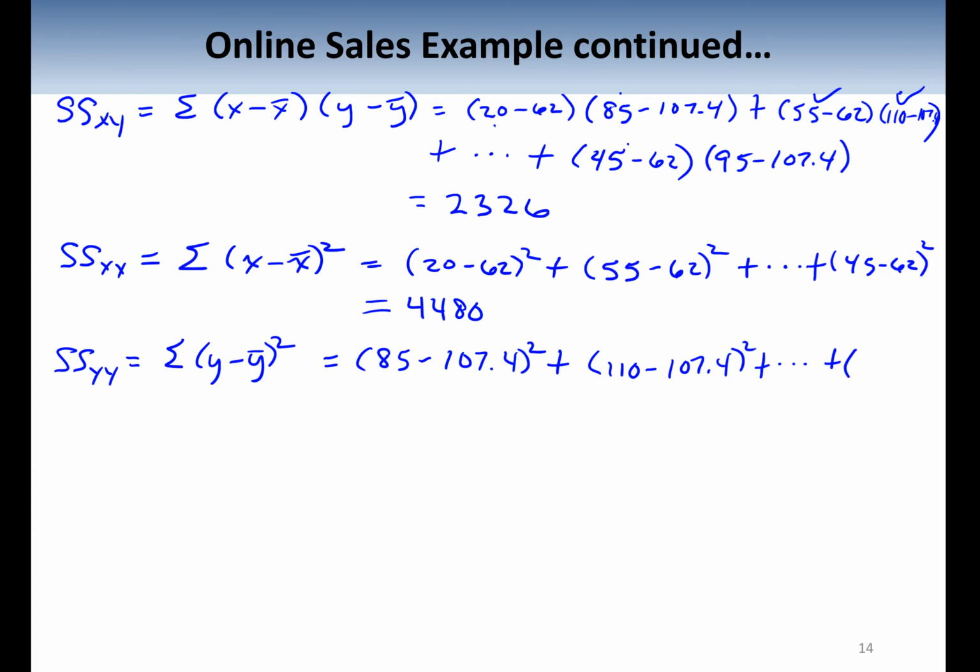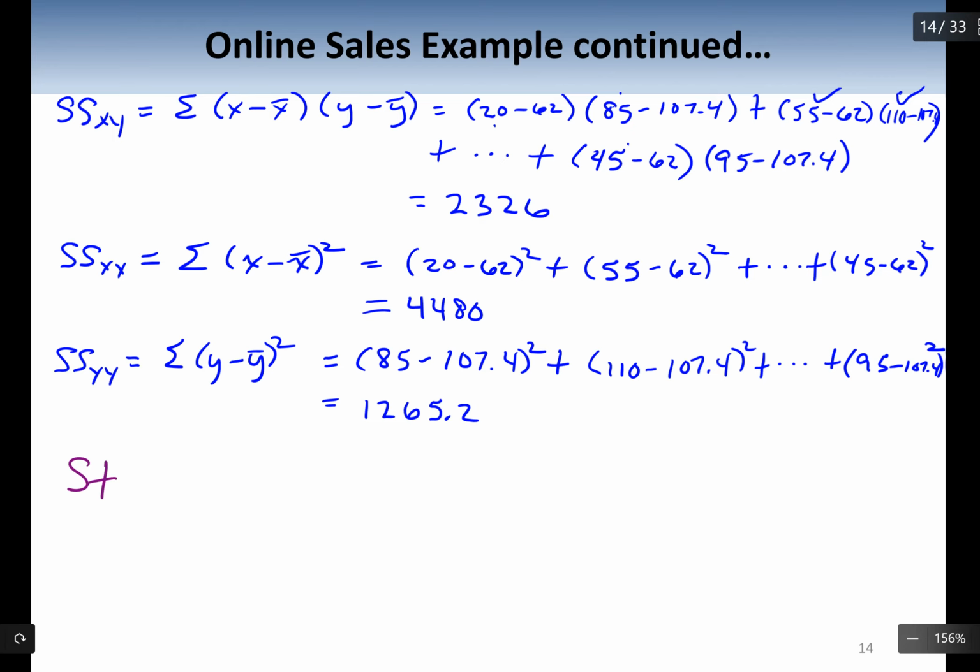Last customer spent $95. Just put that in, subtract the average and square, and equals 1265.2. So now we just plug these values into our formulas for the slope and intercept and the correlation.